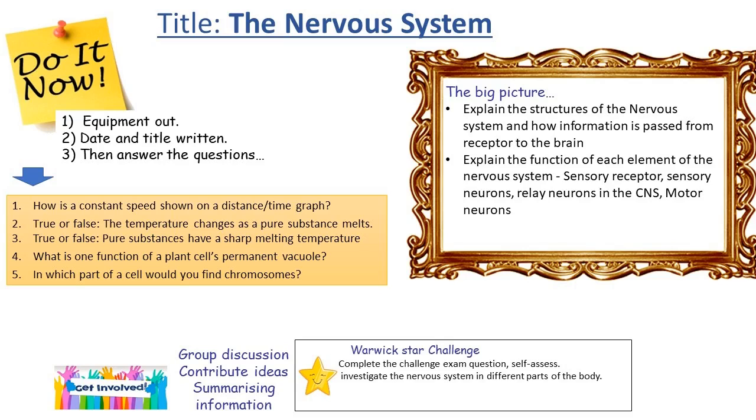And you can see here on the big picture, these are the things that we're going to try and cover today. We need to talk about the structure of the nervous system and look at how information is passed from receptor to the brain. And we need to look a bit more closely at each different element of the nervous system. And there are quite a few of them. There are loads and loads of keywords in today's lesson. So one of the things we're going to do as we go along is we're going to write ourselves a glossary of all the keywords. So each time there's a keyword, I'll tell you it's a keyword. You're going to write that down, and then you're going to try and write a little, very simple, one-sentence definition of what that word means.